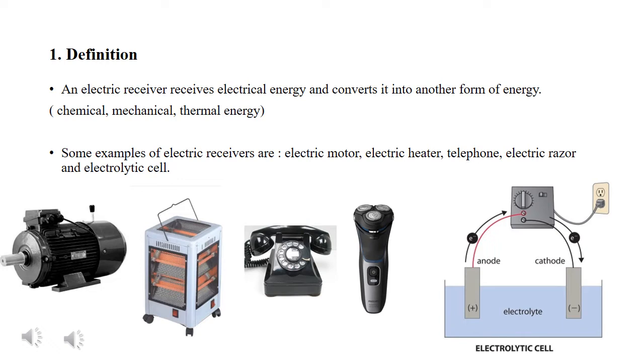From its name, an electric receiver receives electrical energy and converts it into another form of energy. It could be chemical, mechanical, or thermal energy in the form of heat. Some examples of electric receivers are electric motor, heater, telephone, razor, and electrolytic cell.